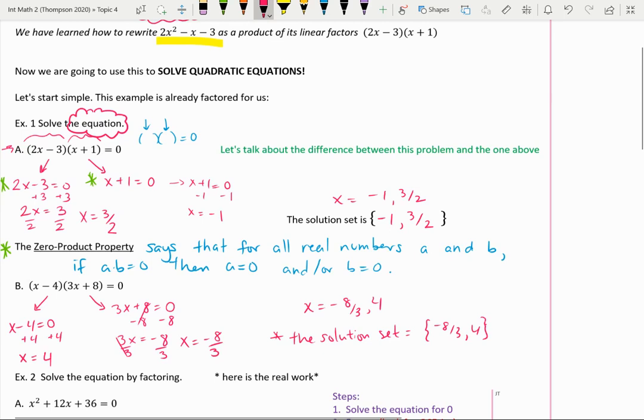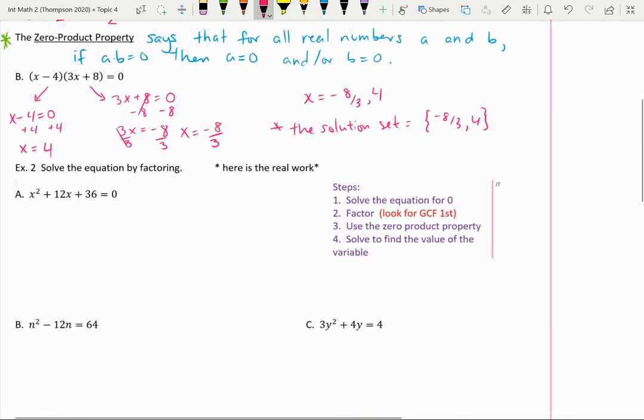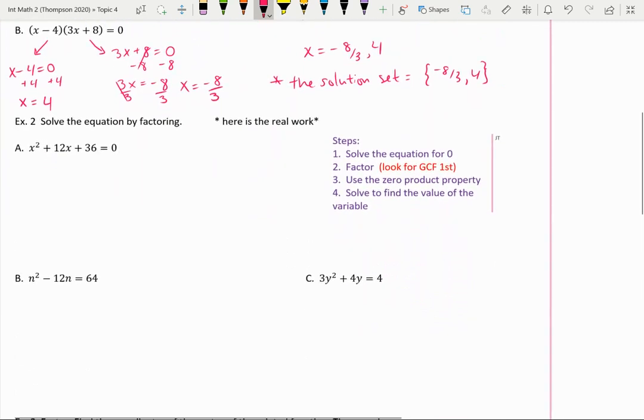So the objective of example 1 is to use the zero product property because that's likely new to us. In example 2, we're going to put all the pieces together. So that's my note there. It says, this is the real work. Here we go. Are you ready?